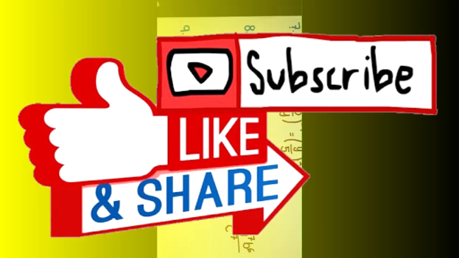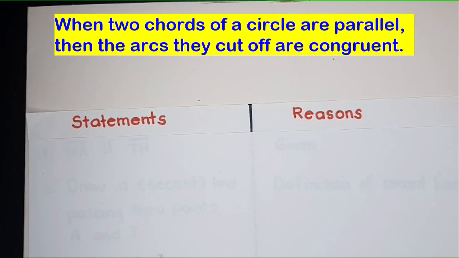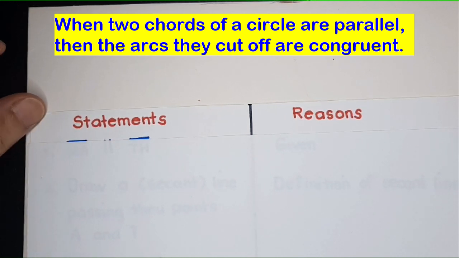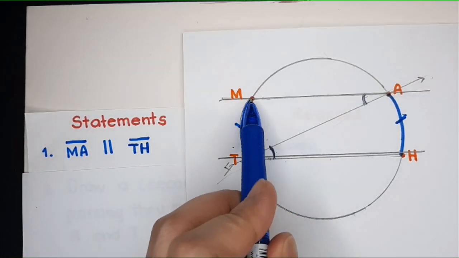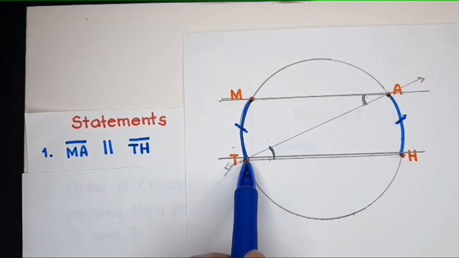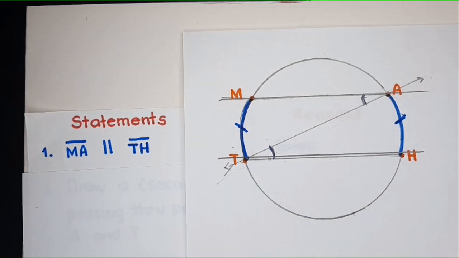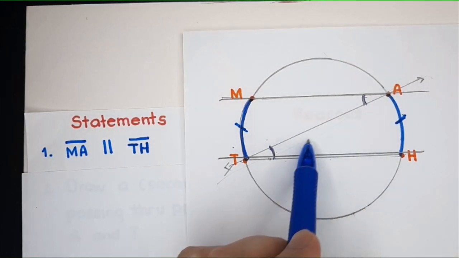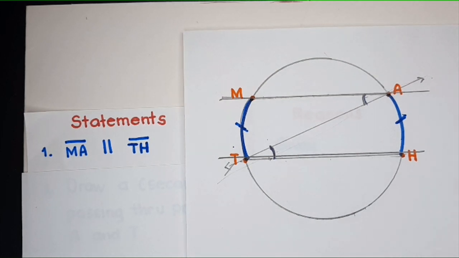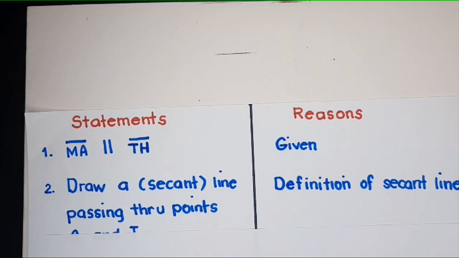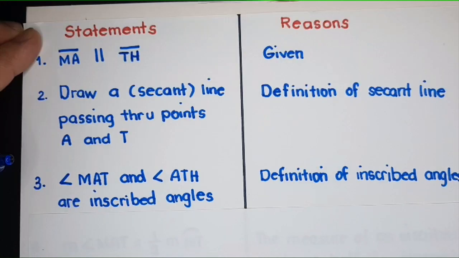Okay, let's continue. Okay, so this is the two-column approach for the statement when two chords of a circle are parallel, then the arcs they cut off are congruent. Okay? Of course, ang pinakauna na naman natin dyan ay given. The line segment MA or the chord MA is parallel to this chord TH. Okay? It's given. And then, the next thing we do is we draw a secant line passing through points AT. Okay? So, that's our second statement. Here. So, we draw a secant line passing through points AT.